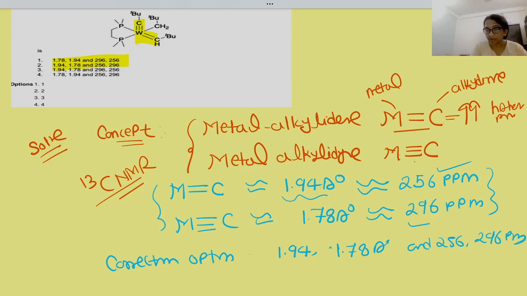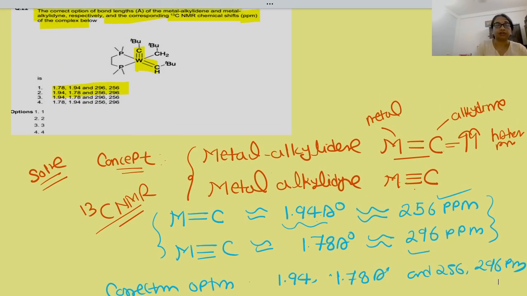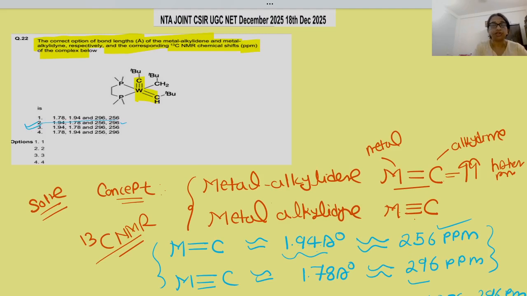Now match our answer with the given options. Option number 2 is the correct answer: 1.94 for the double bond and 1.78 for the triple bond, and 256 for the double bond and 296 for the triple bond. Clear? So we can calculate the bond length on the basis of the shift. First you identify the data for the double bond shift and the triple bond shift, and you can find the exact value in ppm. Okay, thank you.